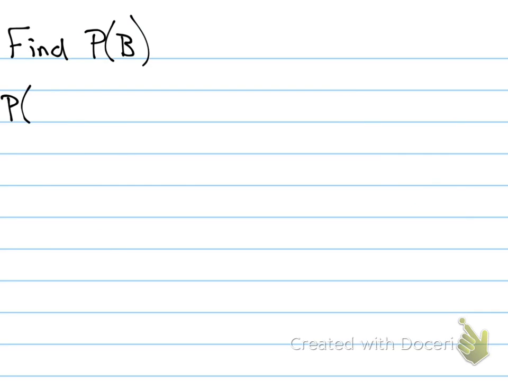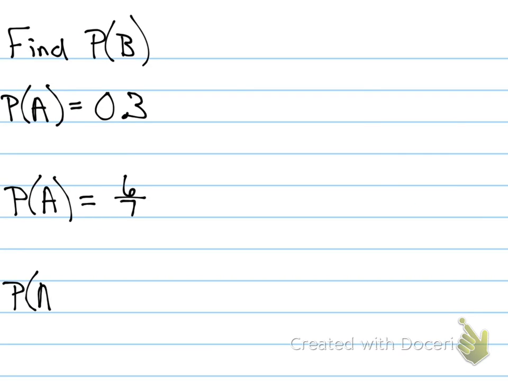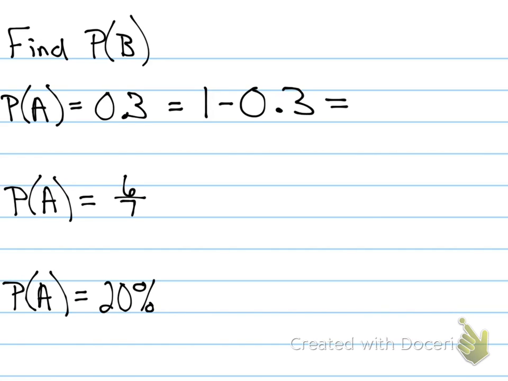All right, now we have complementary events. With complementary events, I need to find the probability of B given A. All right, so if I know the probability of A, I can subtract from the whole to find B. So go ahead and try these 3. So what do I subtract 0.3 from? 1 minus 0.3 gives me 0.7. Probability of B.